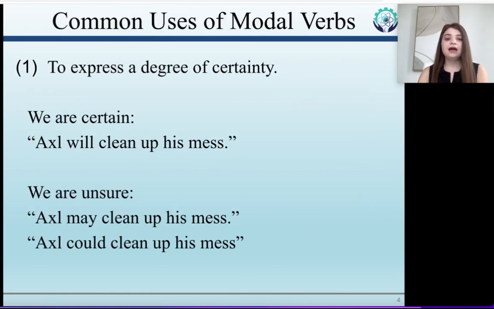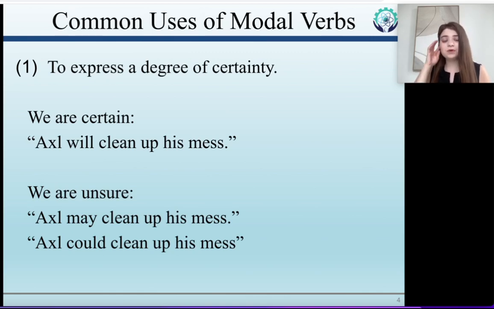Okay. So the first way that we would use modal verbs is to express a degree of certainty. So if we say Axel will clean up his mess, then that's saying that we're pretty certain. We're pretty certain that Axel's going to clean up his mess, right? If we're unsure or he might not, we're kind of on the fence, we might say Axel may clean up his mess or Axel could clean up his mess.